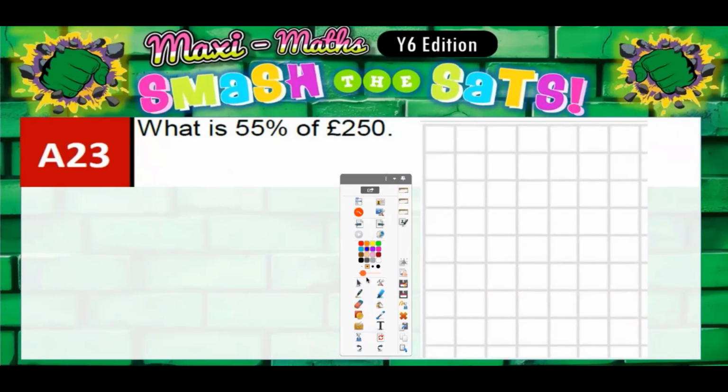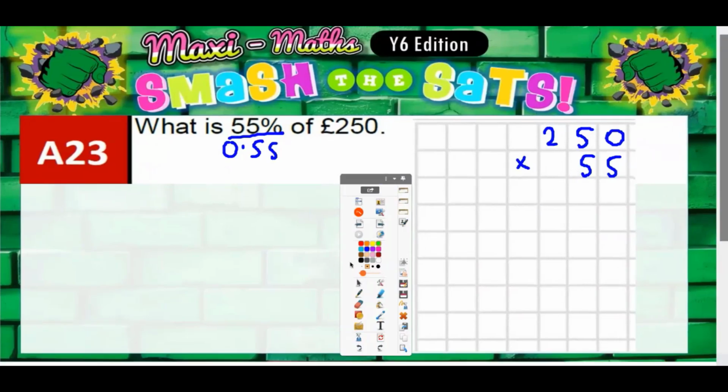Question 23, what is 55% of 250? Now we're going to do this using two different methods. The first method is to just times them together and use a magic zero. But remember, 55% is actually 0.55. So we're not timesing by 55, we're timesing by 0.55.